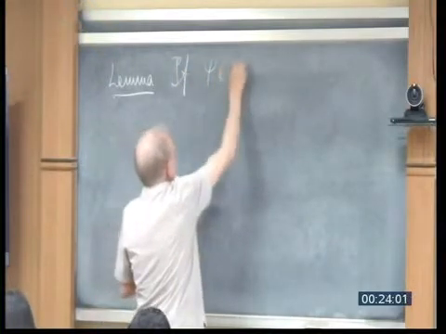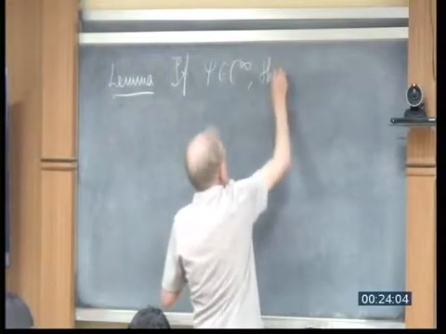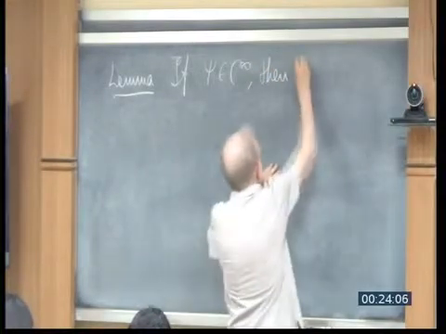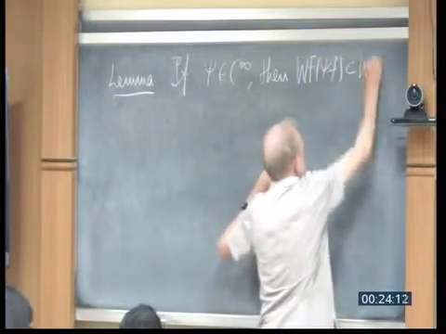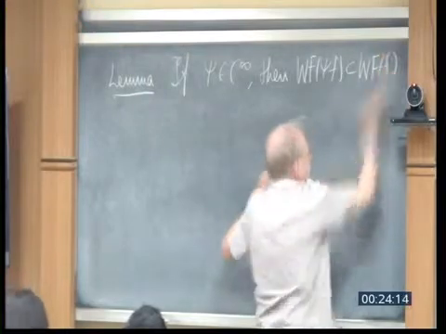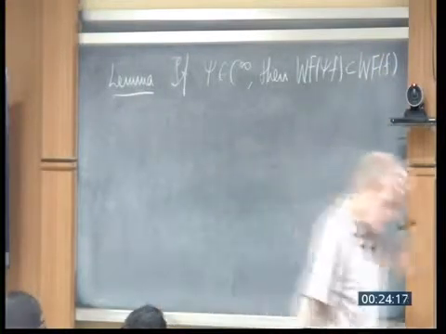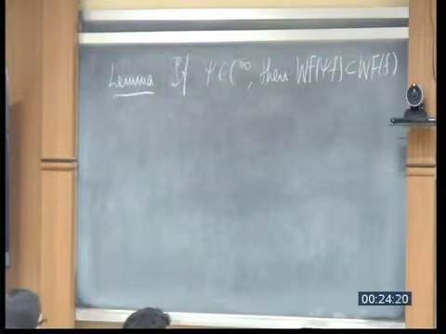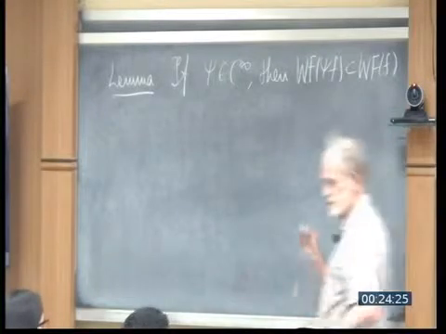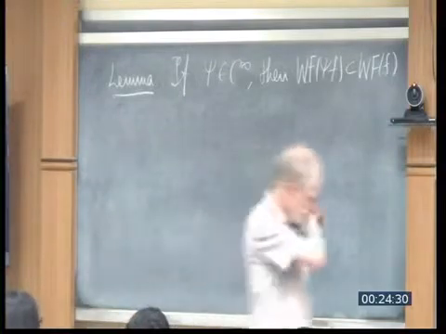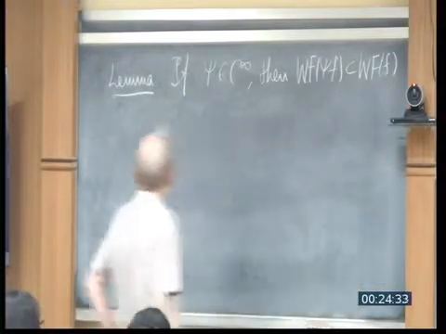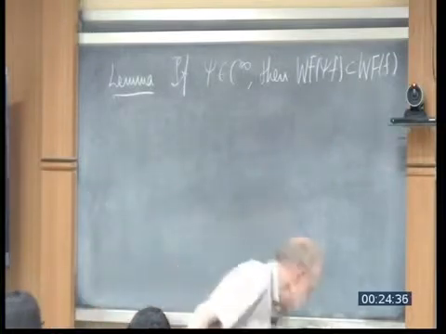If c is in C infinity, then the wavefront set of cf is contained in the wavefront set of f. It would be strange if this would not be true. That is, if we multiply our distribution with a smooth factor, nothing new can come up in the wavefront set. This is more than a lemma. This is a theorem, or at least a proposition.